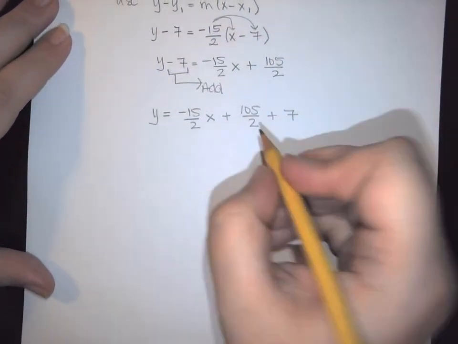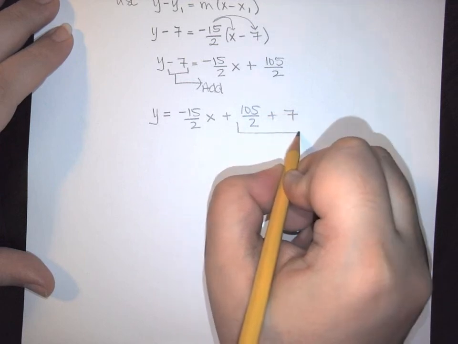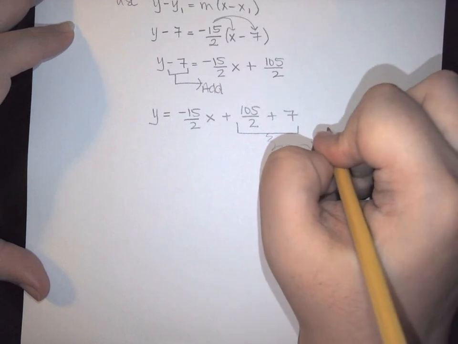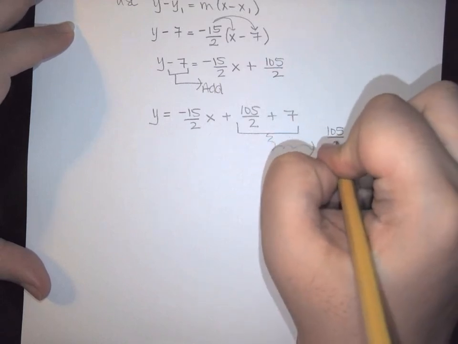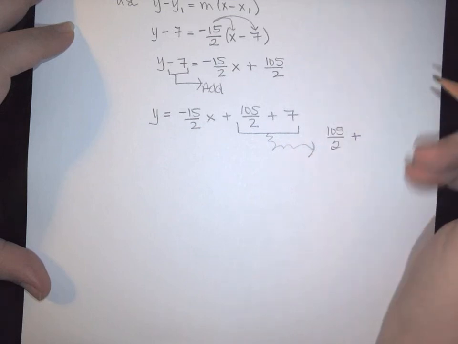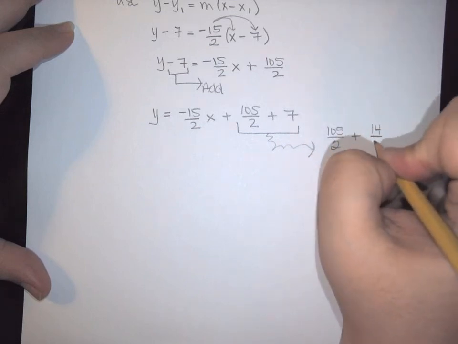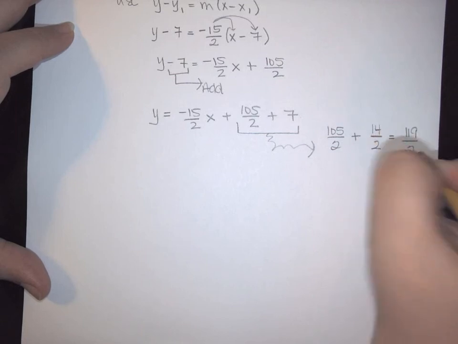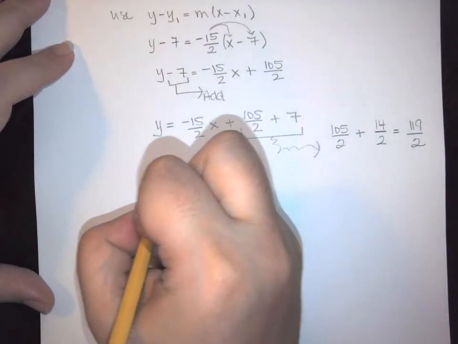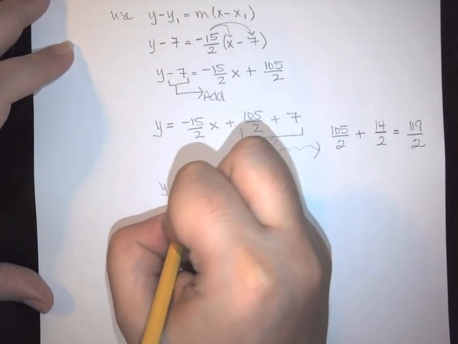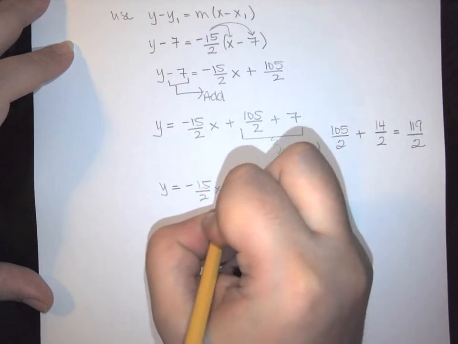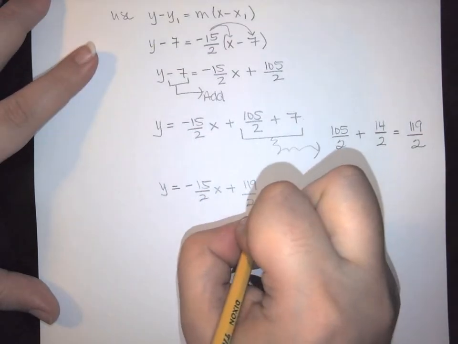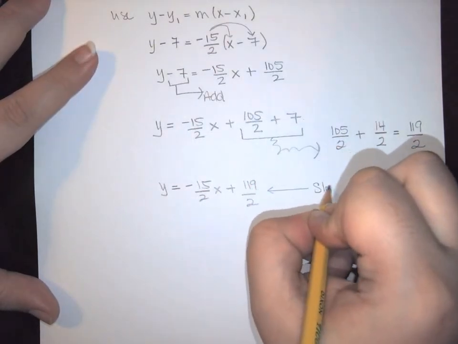Now here I need to combine my fractions. So when I'm looking at this right here, I need to combine my fractions. So to do that, says I need to have common denominators. So this is 105 over 2 plus common denominator would be 2, so this becomes 14 over 2. When I combine those, I get 119 over 2, thus leaving me with y equals negative 15 over 2x plus 119 over 2. This line right here is going to be that slope-intercept.